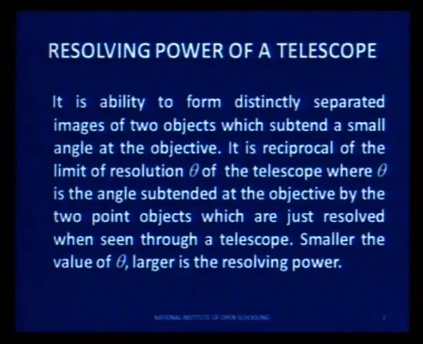You must know that it is the ability to form distinctly separated images of two objects which subtend a very small angle at the objective. It is the reciprocal of the limit of resolution theta of the telescope, where theta is the angle subtended at the objective by the two point objects which are just resolved. Just resolved means they can be seen just separately when seen through a telescope. Smaller the value of theta, larger the resolving power.